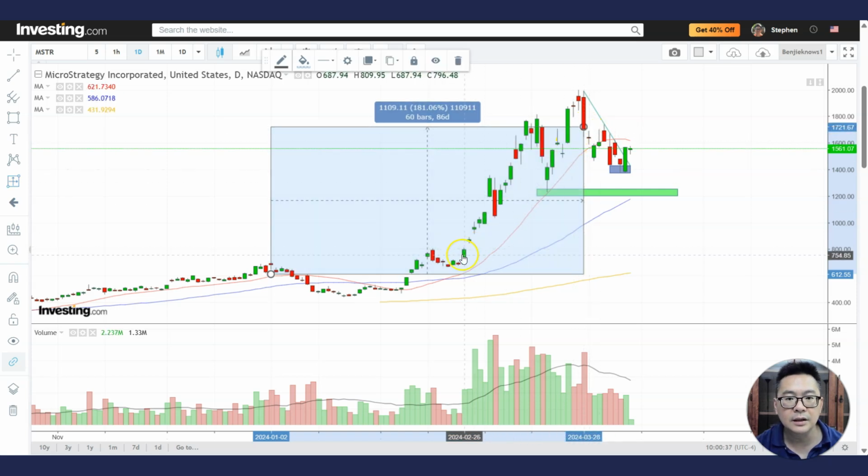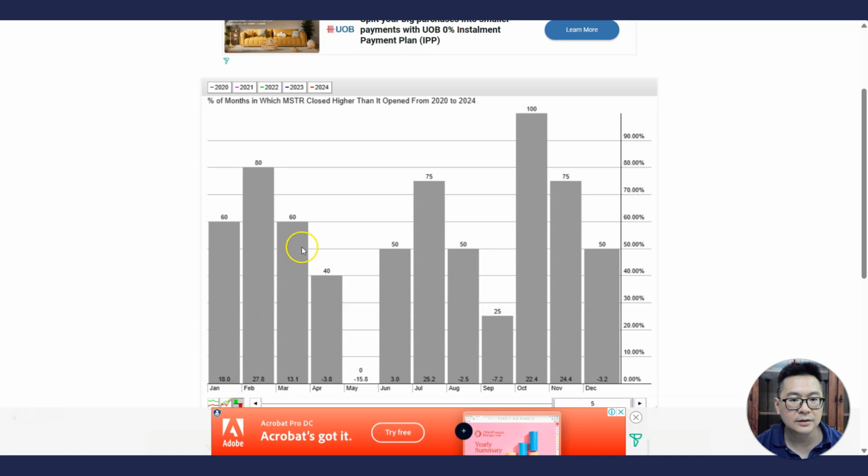We can see that it has gone up for these 3 months, gone up by 181% over 60 bars or 86 days. So this tells us that this data is correct. It has gone up by an average of 18% in January, 27.8% in February, and 13.1% in March. But April and May may not be so good, but June and July will be better.